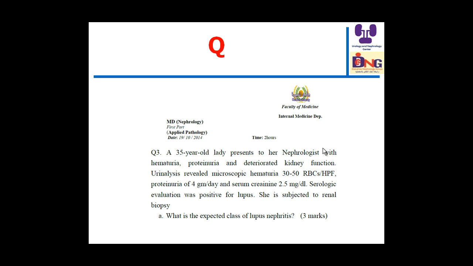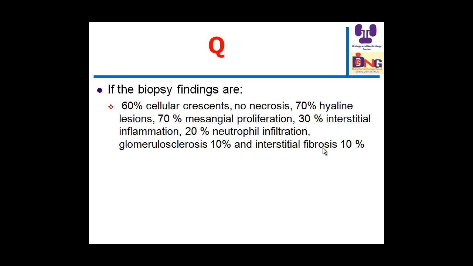Let us go to this example of questions. A 35-year-old lady presents to her nephrologist with hematuria, proteinuria, and deteriorated kidney function. Urine analysis revealed microscopic hematuria, 30 to 50 red cells per high power field, proteinuria of 4 grams, creatinine 2.5 milligram per deciliter. Serology was positive for lupus. She is subjected to renal biopsy. What is the expected class of lupus nephritis? From this presentation, you can say class 4 because a lot of activity is there. So you can say class 3 or class 4 lupus nephritis, but it is mostly class 4.